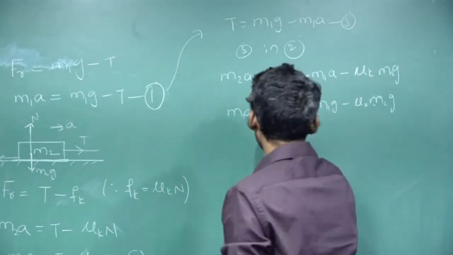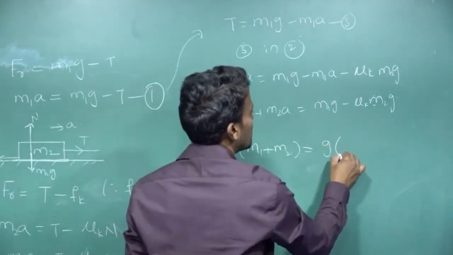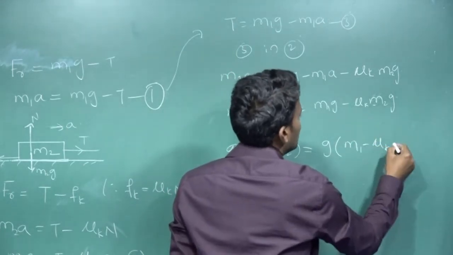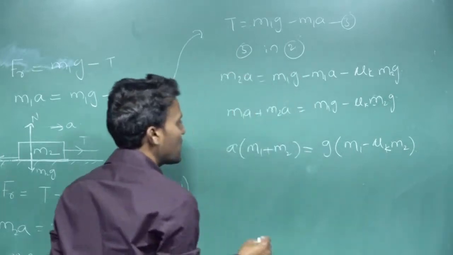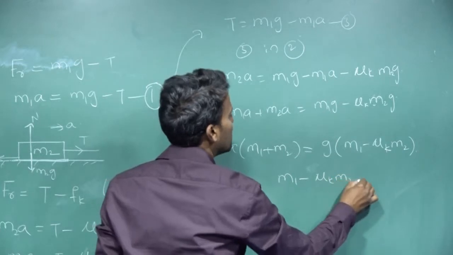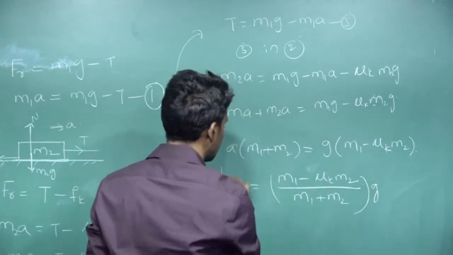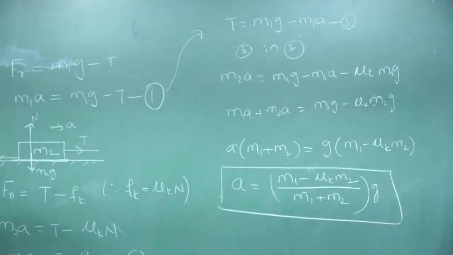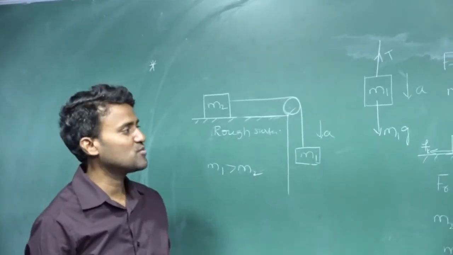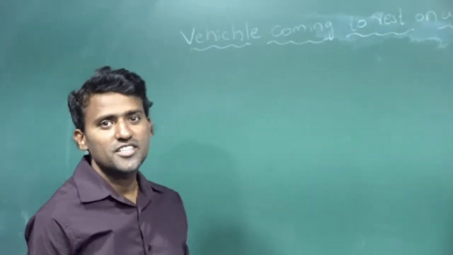Now in this one, what can you take common? a. (m1 plus m2) a is equal to g into (m1 minus mu k m2). Then acceleration is equal to (m1 minus mu k m2) divided by (m1 plus m2), into g. The acceleration of the blocks is a equal to (m1 minus mu k m2) divided by (m1 plus m2), into g.